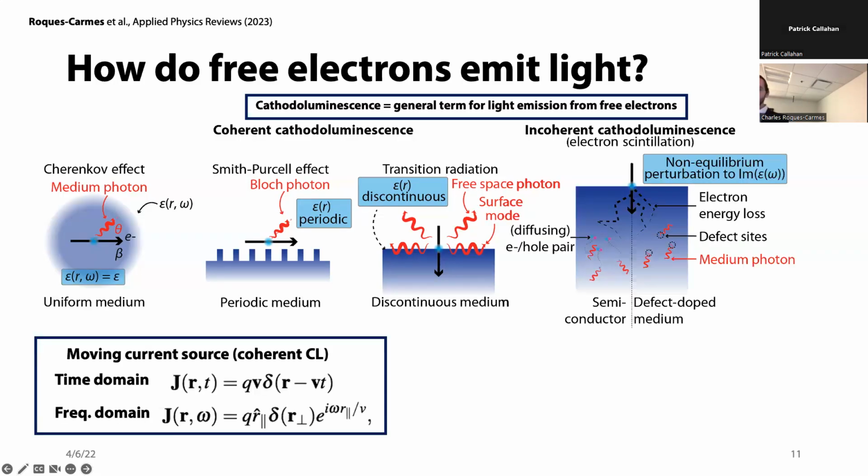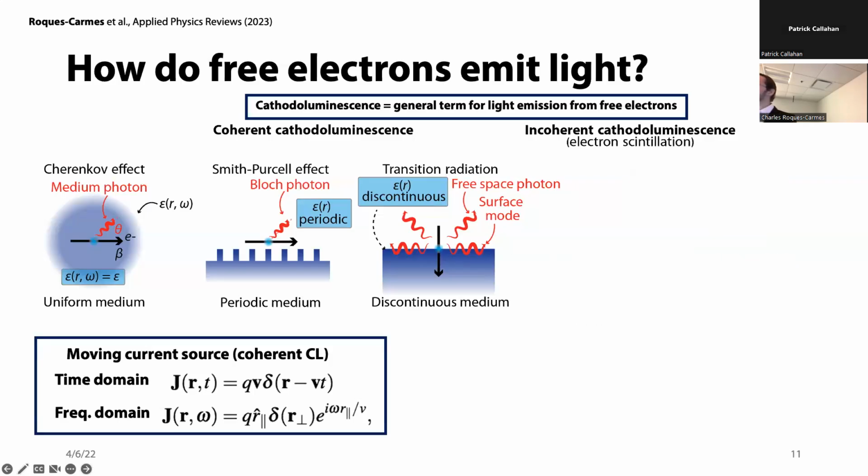But what's common to all of those effects in coherent cathodoluminescence is that they can be described by a current source, which in time domain follows the flight of the electron, and which we can look at in frequency domain as well, where you see that we have this complex exponential that has the speed of the electron inside. An interesting thing that we can already notice is that the wave vector in the exponential is larger than any free space wave vector. So we will need an additional kick from nanophotonic structures in order to get light emission, or phase matching.